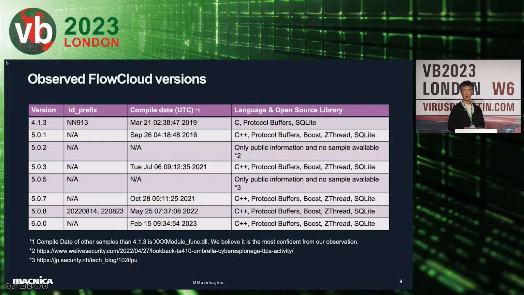There are multiple versions of FlowCloud we have observed. The oldest version is 4.1.3, and the latest is version 6, which we observed and analyzed this year in March. For some of the files related to FlowCloud, their timestamps seem to be forged. But from our experience in analysis and incident response, one of the files, whose internal name is xxx module underscore funcdl, has a timestamp that seems to be consistent with the real attack date.